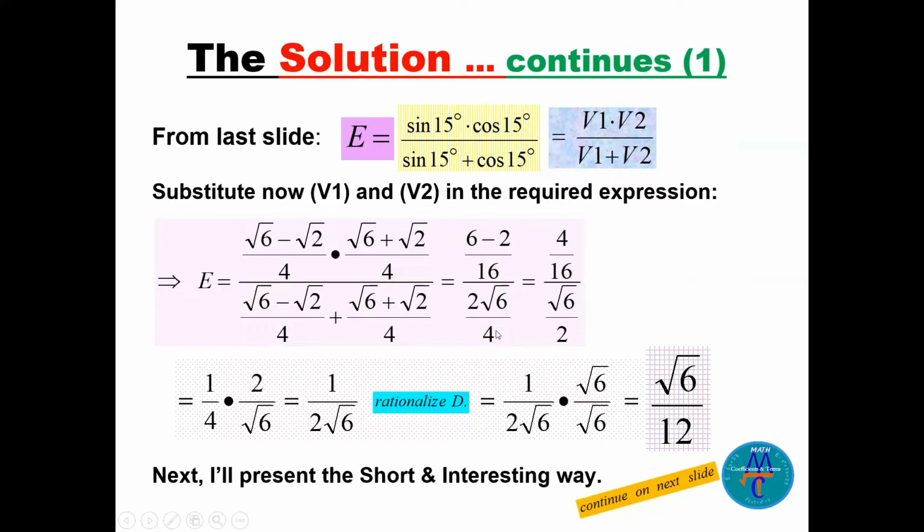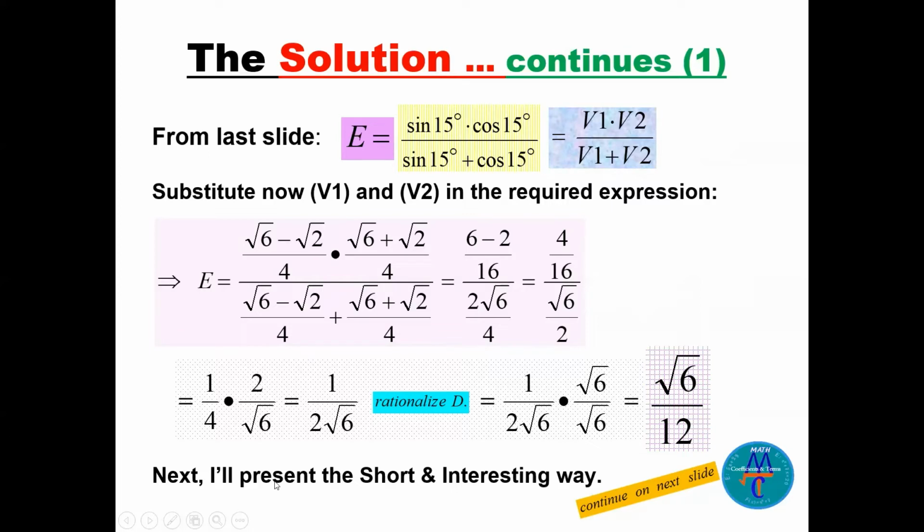Division here of two fractions. So we leave the first fraction, we multiply by the reciprocal, 2 over square root of 6. Cancel again by 2. You get 1 over 2 square root of 6. That's the answer. But we can rationalize the denominator. We multiply only by square root of 6 up and down. So the final answer will be square root of 6 divided by 12. This is the long and easy way.